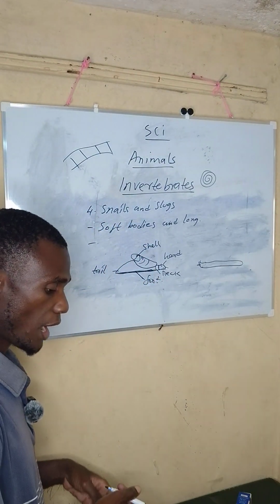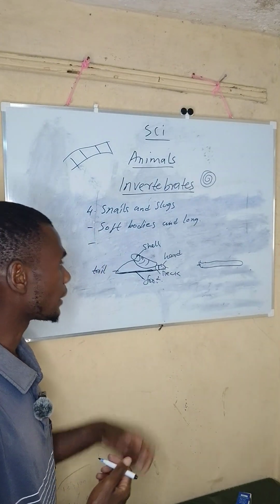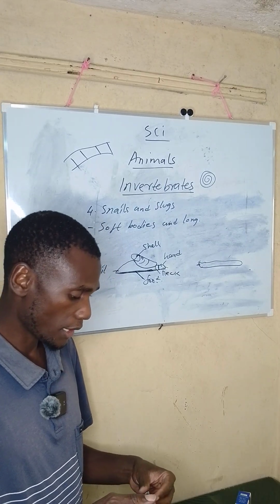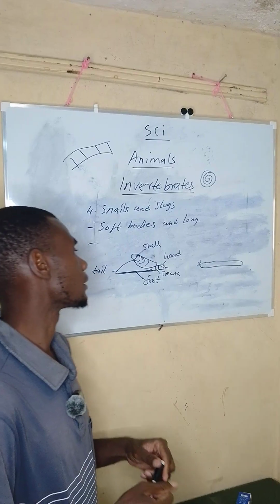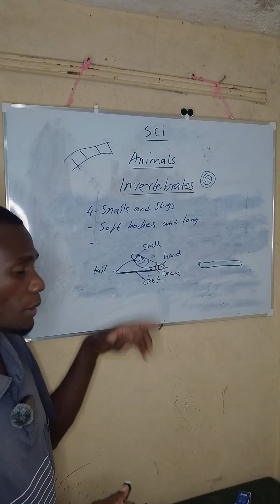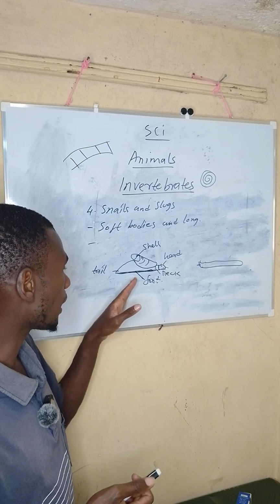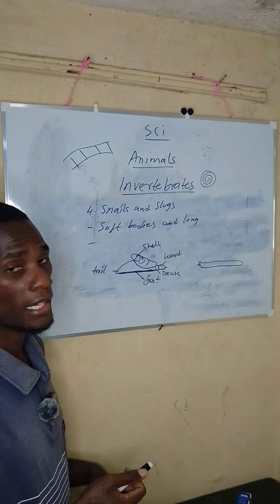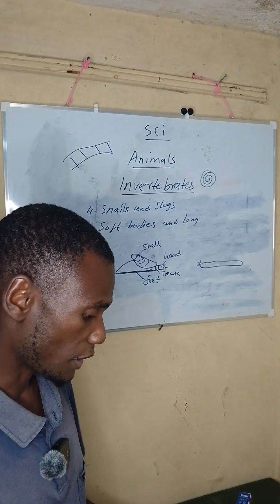Another characteristic, they have both the male and the female reproductive organs. These animals are very funny. They have both male and female reproductive organs. So this animal, once mature, can reproduce, because it has both male and female reproductive organs, same as this one. So they are very funny animals.